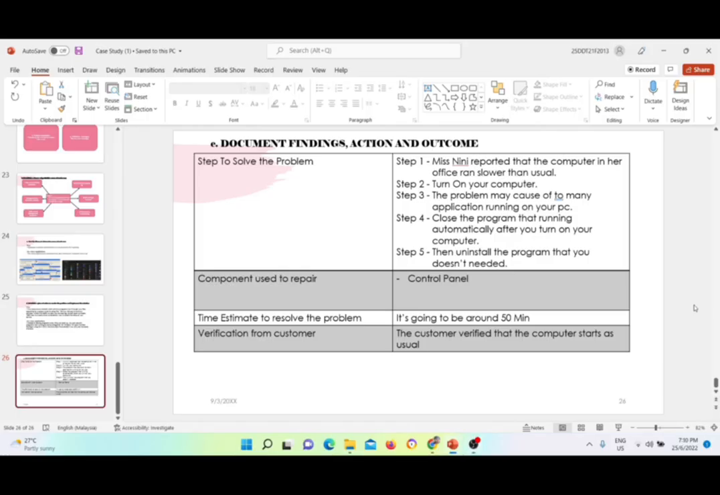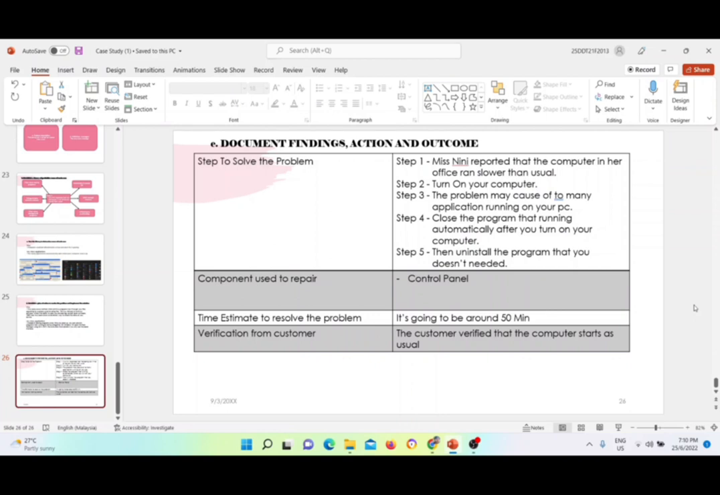So for document finding, action and outcome, steps to solve the problem. Step 1, Miss Nini reported that the computer in her office ran slower than usual. Step 2, turn on your computer. Step 3, the problem may be caused by too many applications running on your PC.